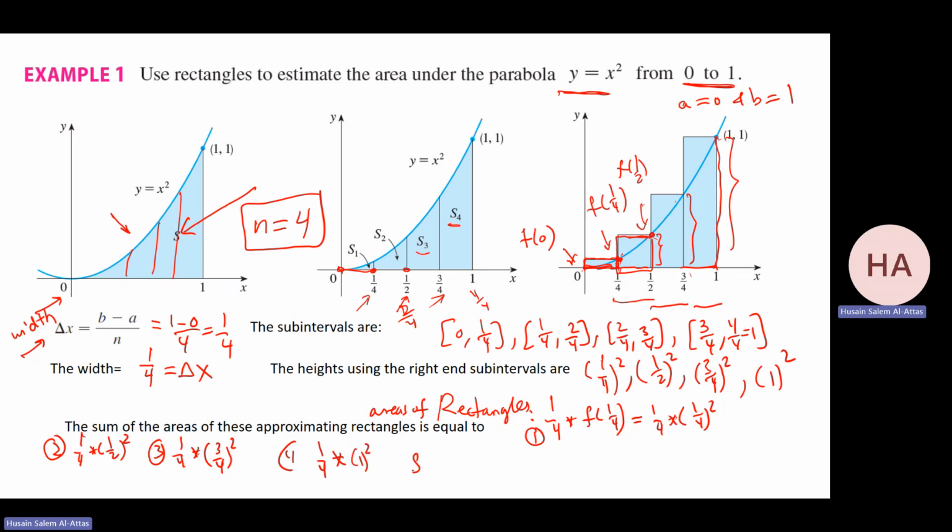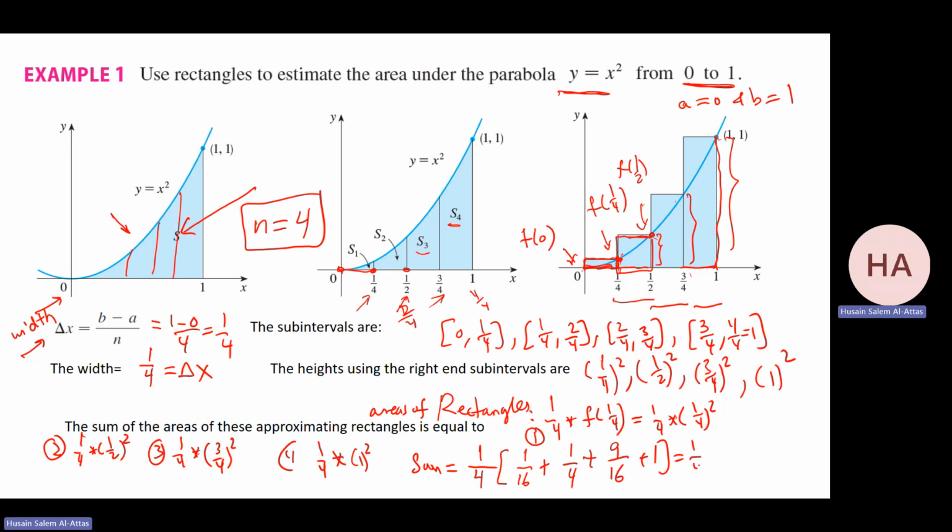What will be the sum? Yes, I can take 1/4 as a common factor. I have 1/4 squared, which is 1/16. Now I have 1/4 everywhere, so I can take it as a common factor. 1/16 plus 1/2 squared, which is 1/4. Then 3/4 squared is 9/16, and this is 1.